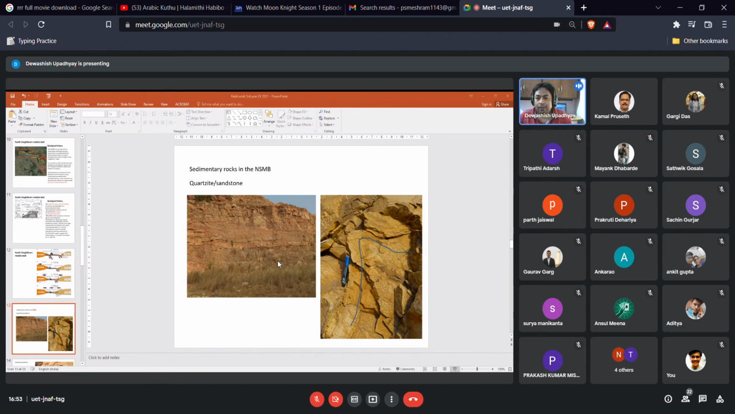So this layering that you see is not just the bedding plane of the quartzite. So what is a bedding plane? Anybody? Anybody? What is a bedding plane? Yeah, everybody is thinking Gargi will tell.